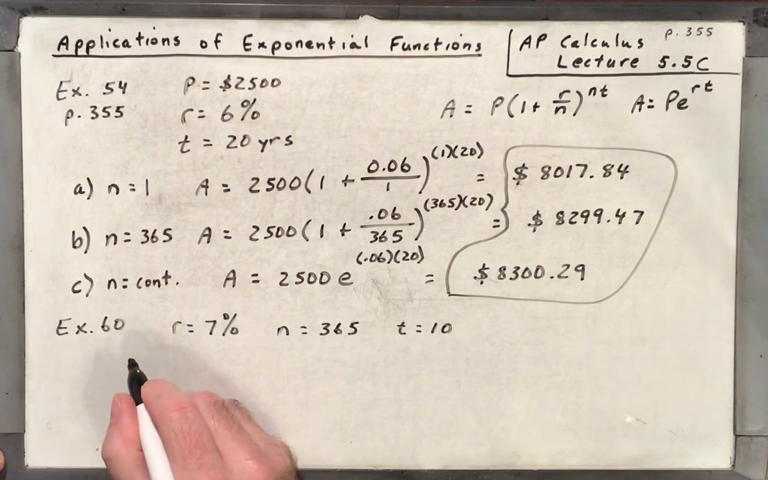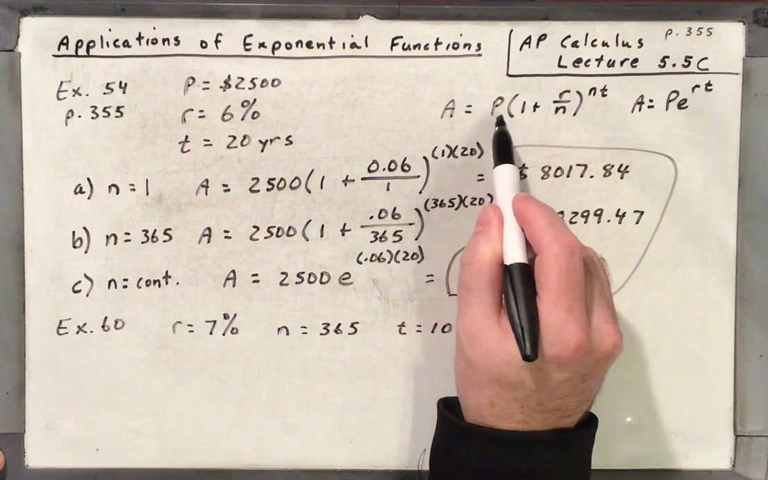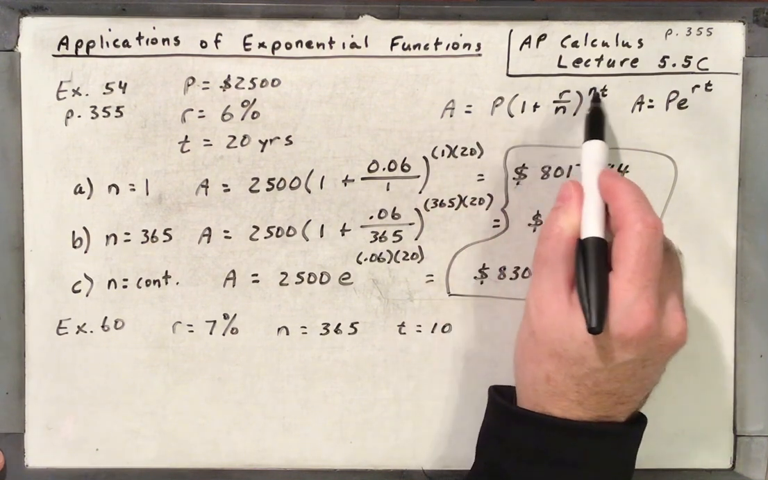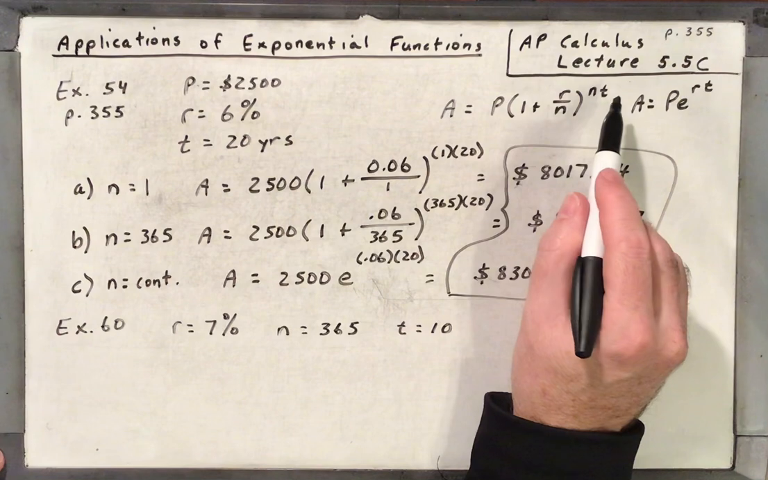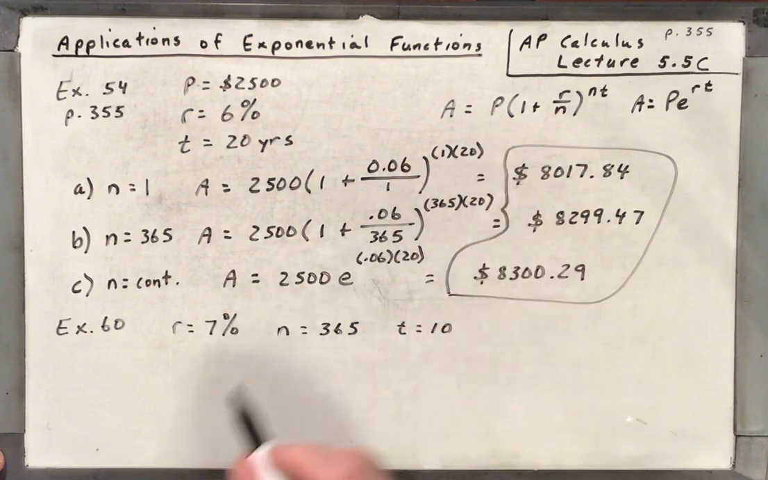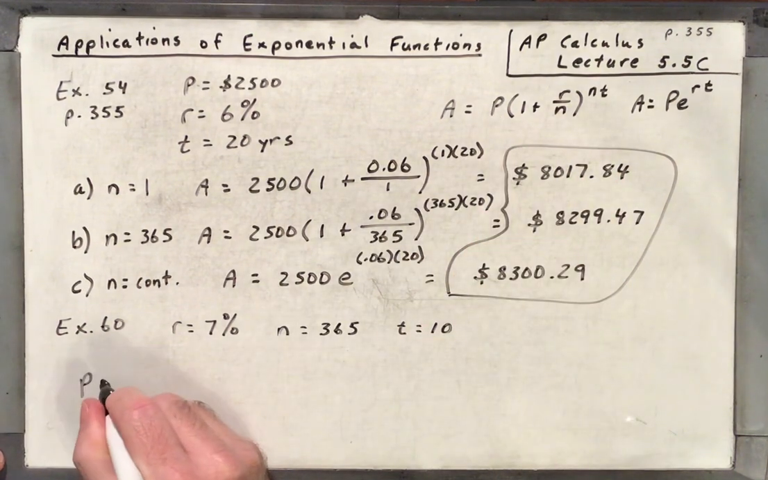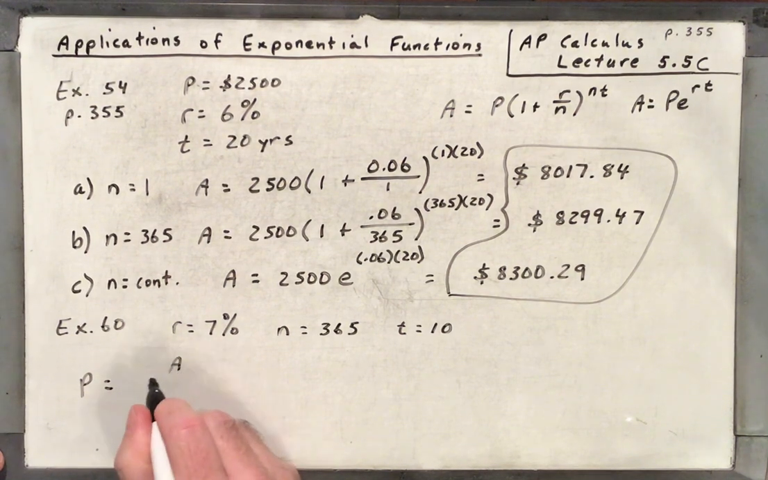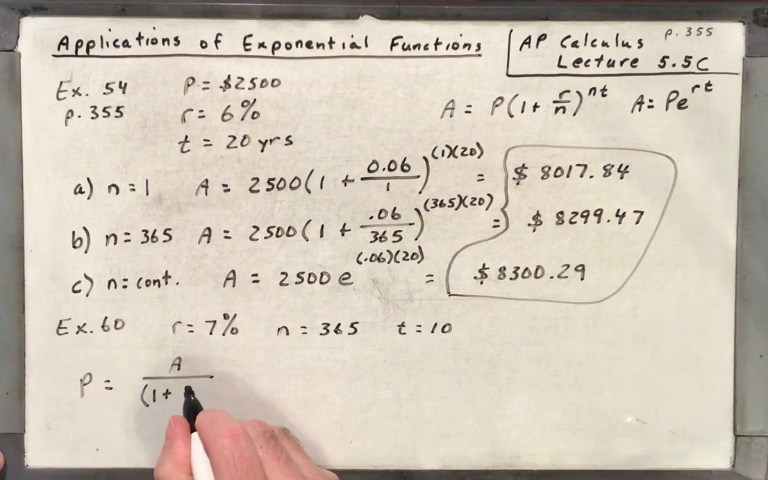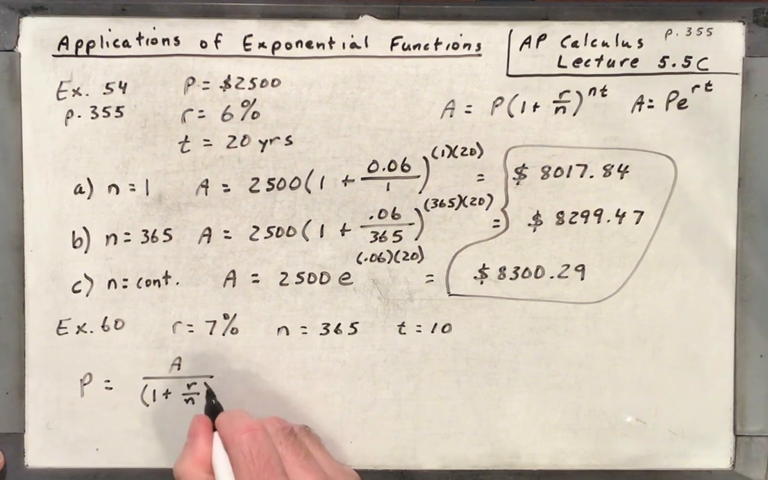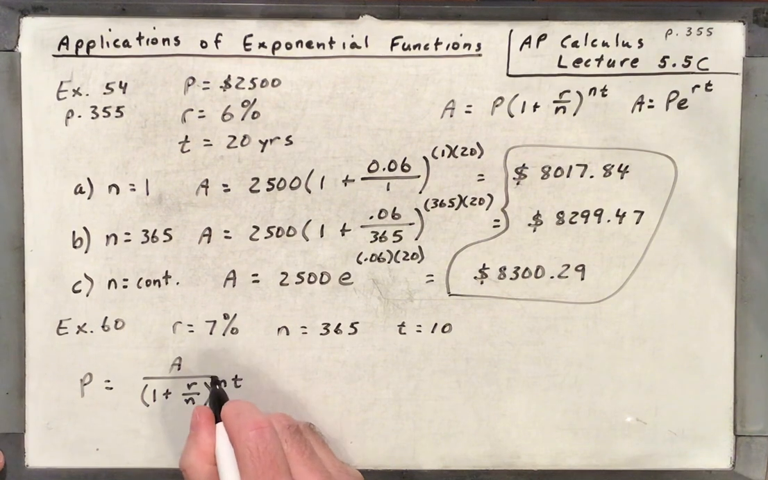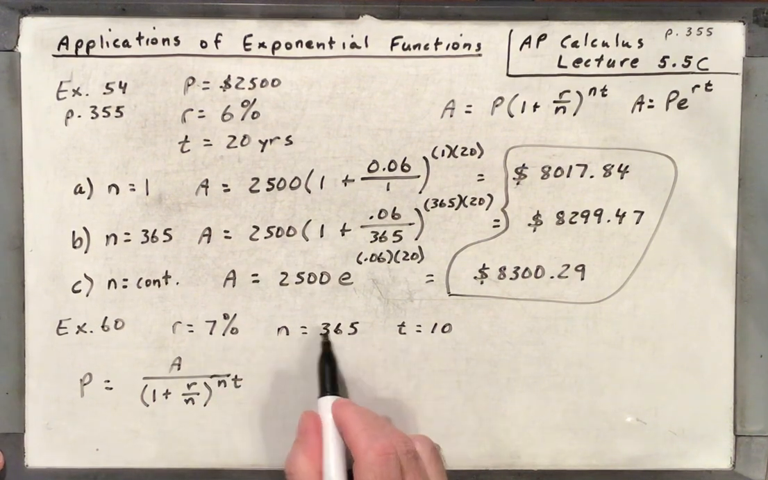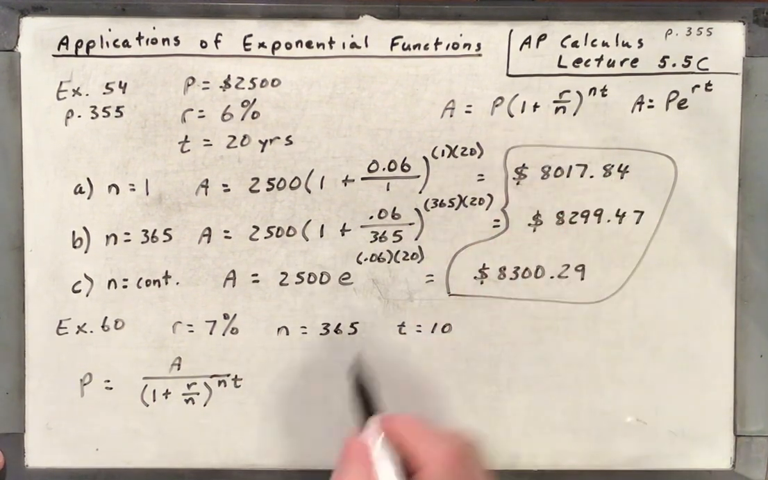So if we have the formula A is equal to P times (1 plus r over n) to the nt, and we want to find P this time, then solving for P, P is going to be A over (1 plus r over n) to the nt. Now it didn't say continuous, it said daily, so we have to use the first formula.